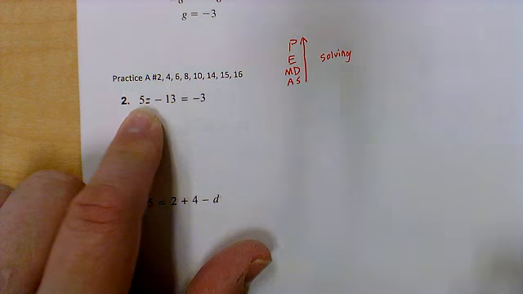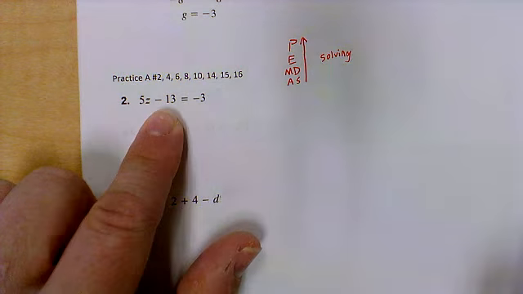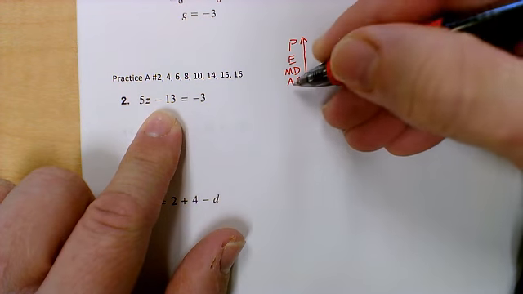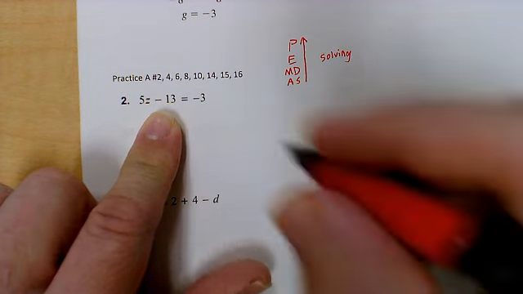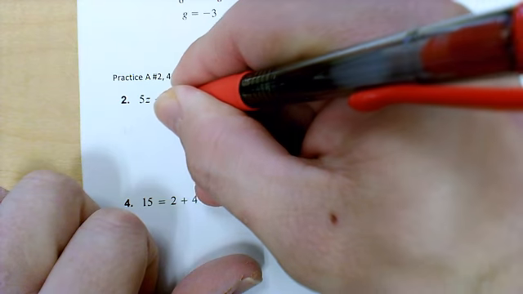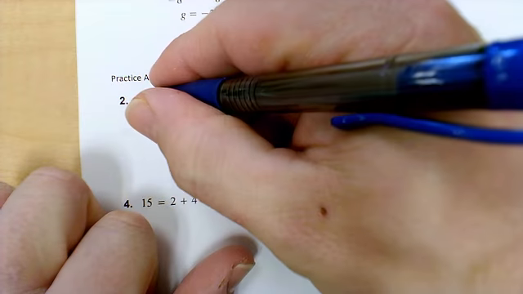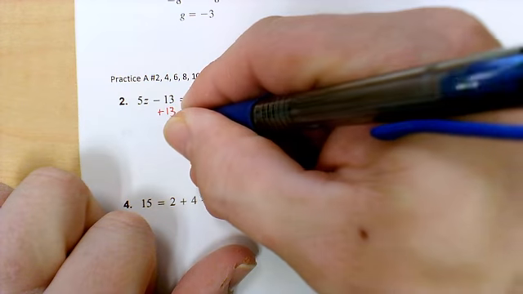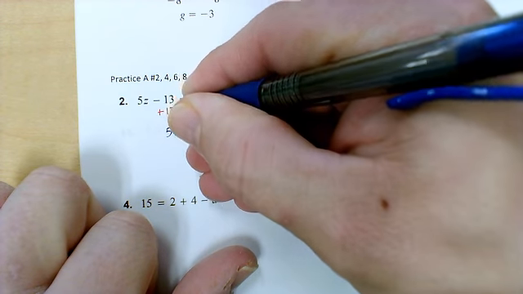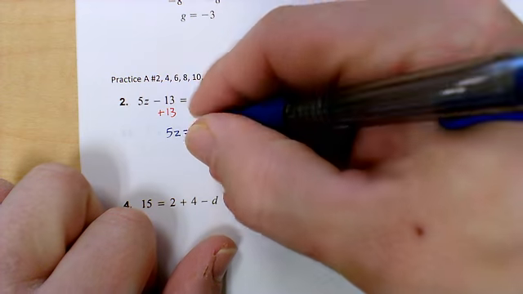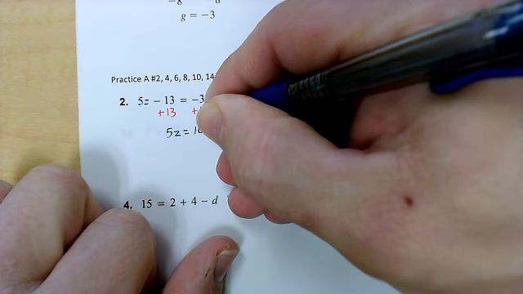So on this problem, to solve for z, I'm going to actually deal with the minus 13 first, because it's at the bottom of my list of operations. So plus 13 to both sides is my inverse operation. That leaves me with only 5z on the left-hand side, because minus 13 and plus 13 cancel, as they should have. Negative 3 plus 13 is 10.